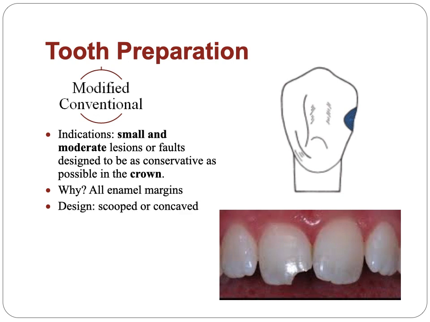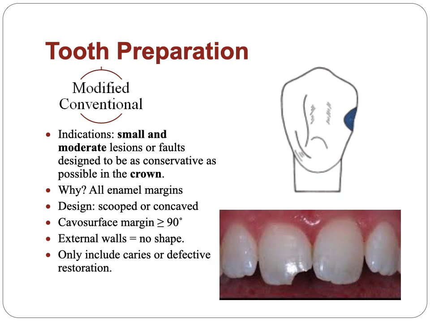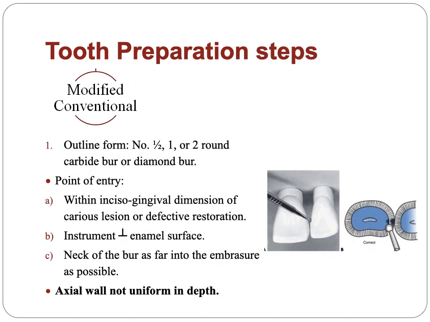So usually we have all enamel margins around the defect or the caries. We usually scoop or concave scoop out the caries, so the design is usually called scooped or concave design. The cavosurface margin could be 90 or more. It's not important actually to measure the cavosurface margin in this design. The external wall has no shape and only includes the caries or defective restoration. So it's a very simple design. Just remove your caries or replace your restoration, and that's it.